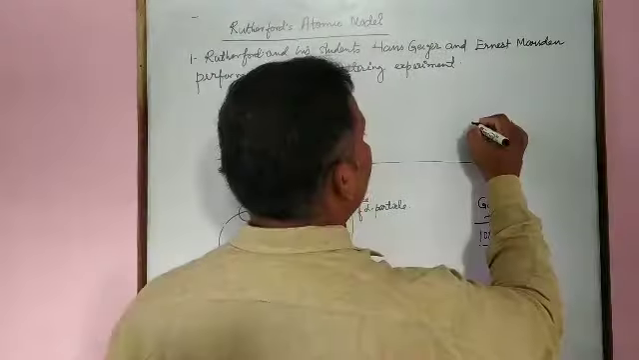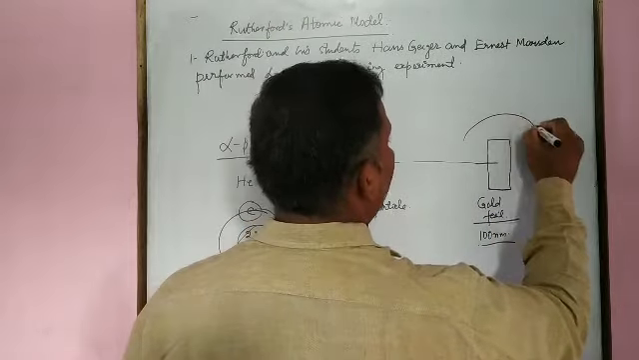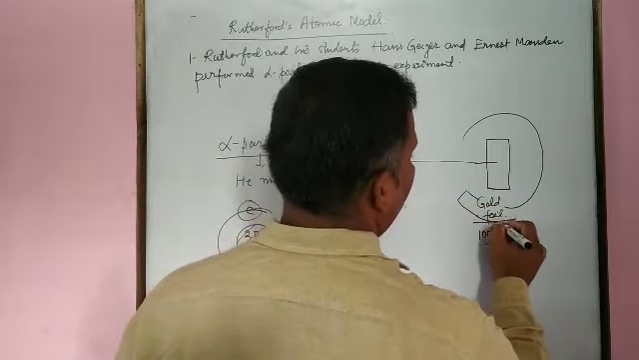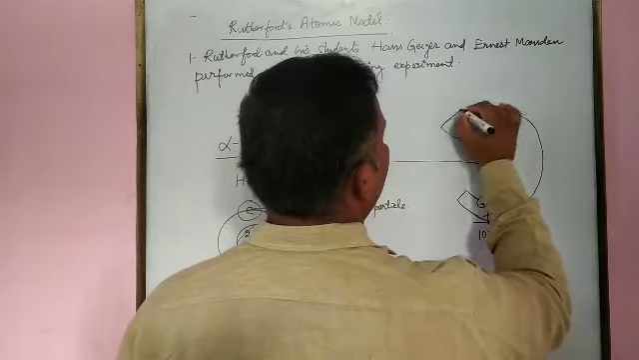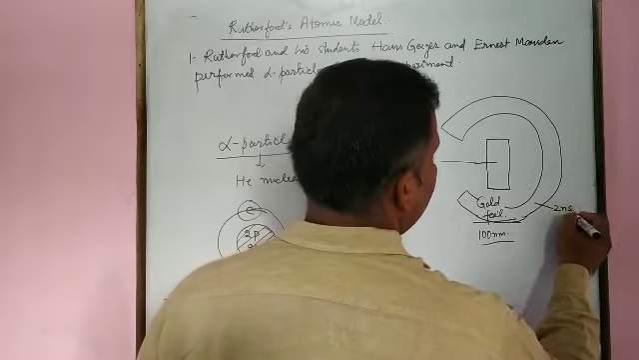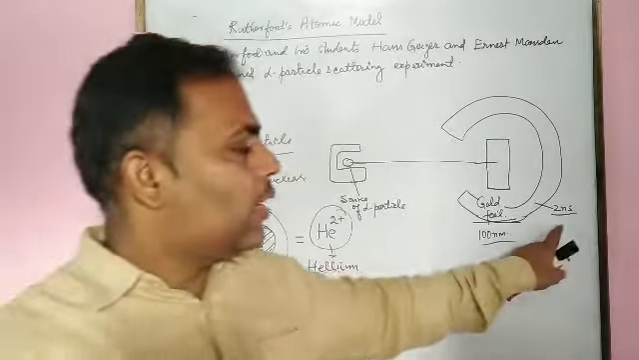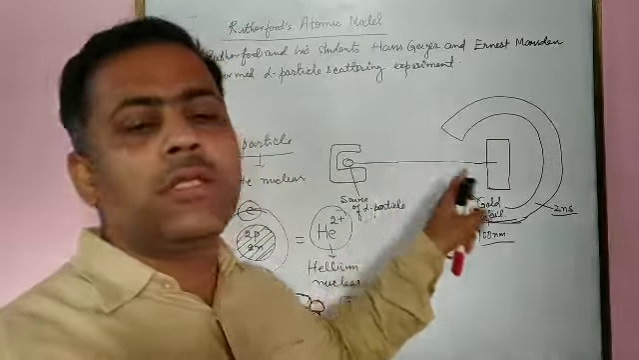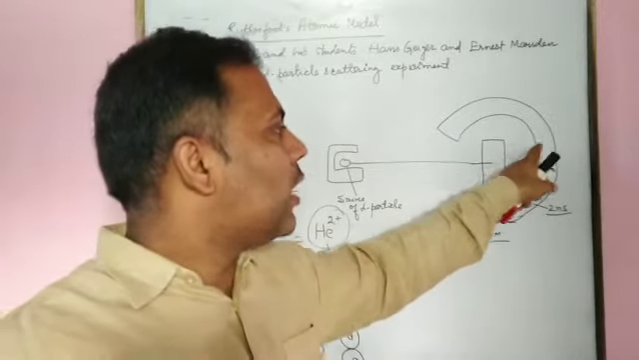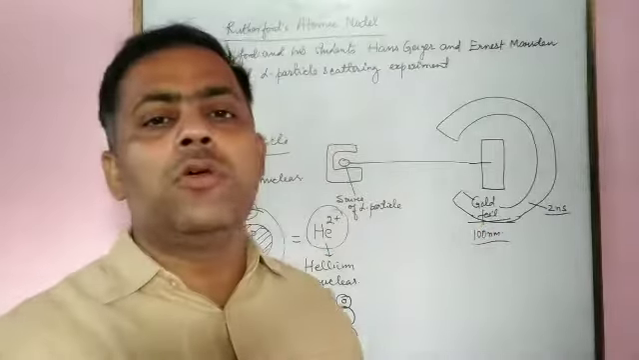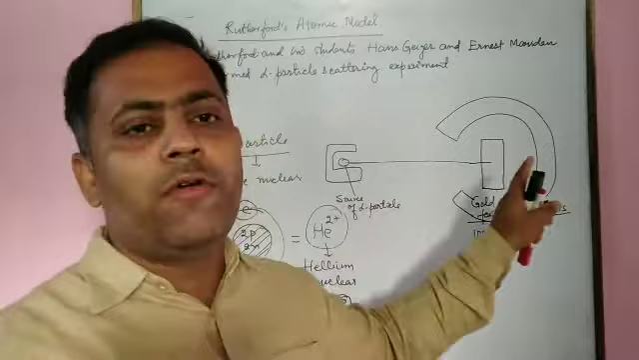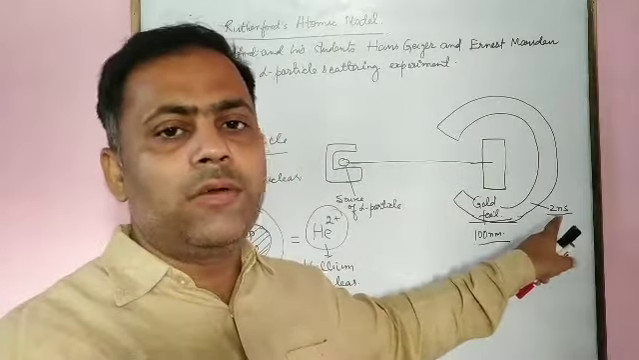Therefore, a fluorescent material, that is, this one is of ZnS. This ZnS fluorescent material will show the presence of alpha particle. How? When this alpha particle strikes this ZnS, then it will produce a bright spot. This bright spot indicates the presence of alpha particle on the ZnS zinc sulfide screen.